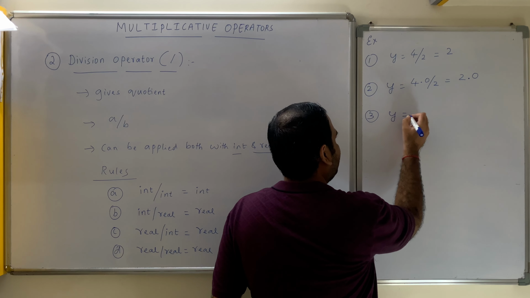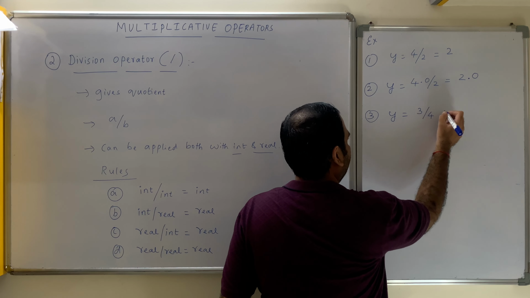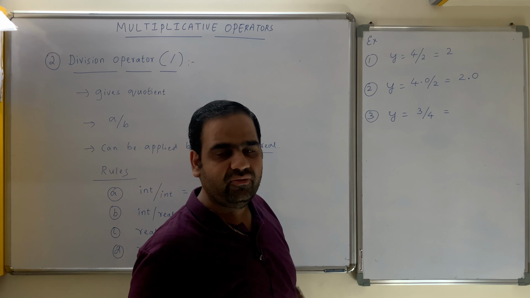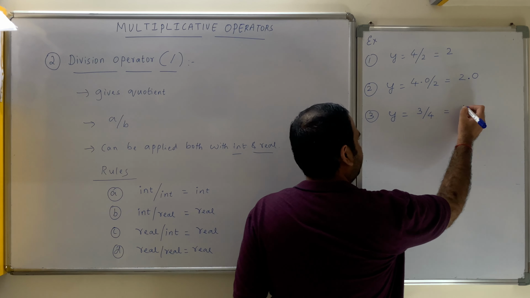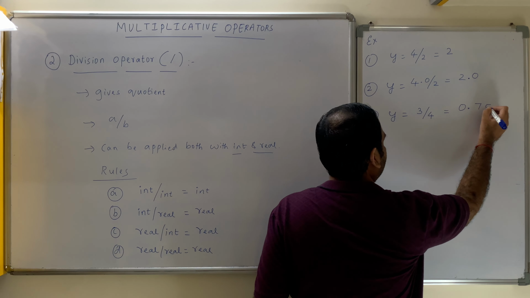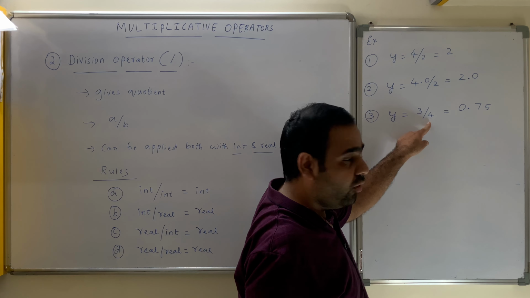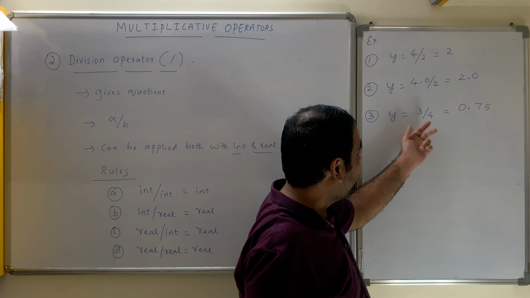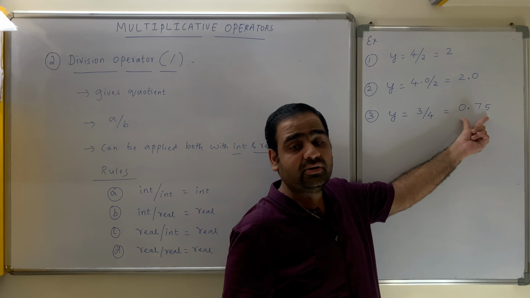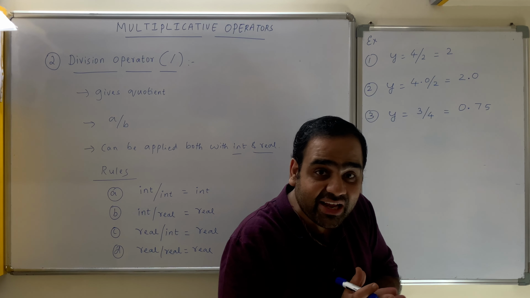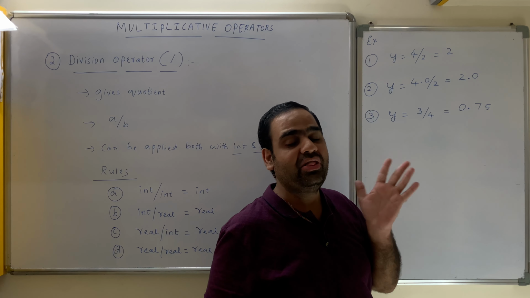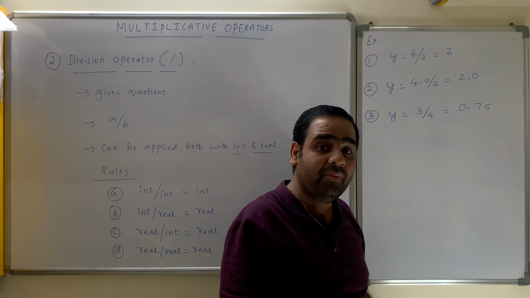Suppose I write y is equal to 3 divided by 4. What is the answer? The answer is 0.75. Now, we know that 3 is integer, 4 is integer. Integer by integer, the answer should be integer. Is 0.75 integer? No. 0.75 is not integer. It is a real number.